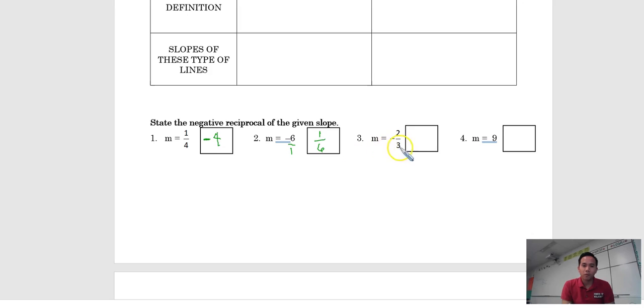And then we have m is equal to -2/3. Because this is negative, it will become positive. No need to write the positive, and then get the reciprocal. Just interchange the numerator and denominator. That will become 3/2. Now we have 9 here, the same as number 2. Because this is positive, it will become negative, and the reciprocal of 9/1 will be 1/9. So that's how you do the negative reciprocal of a given slope. We need this one in perpendicular lines, right?